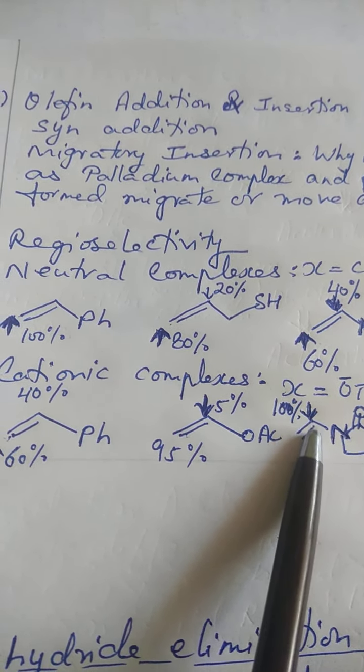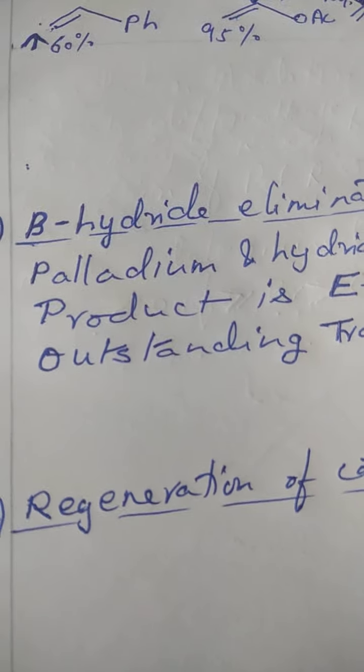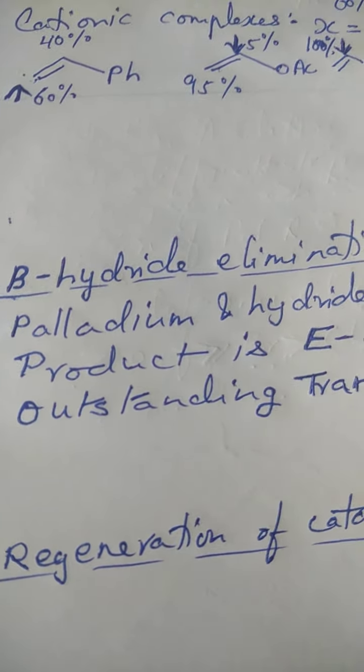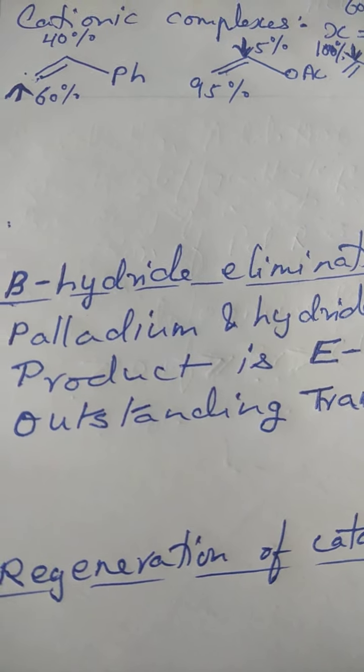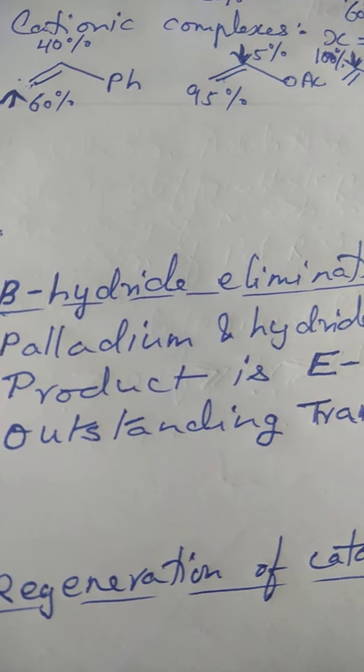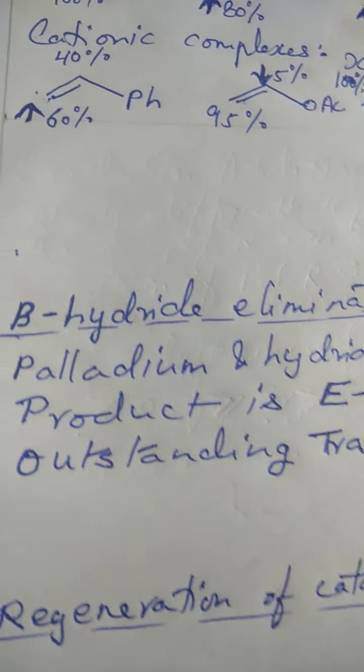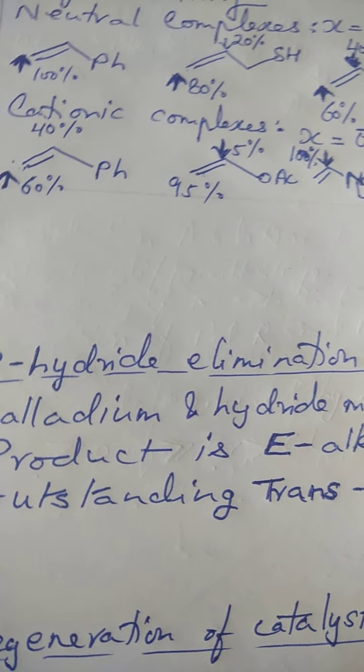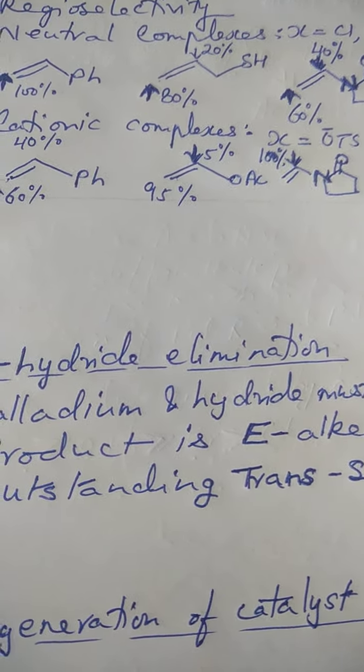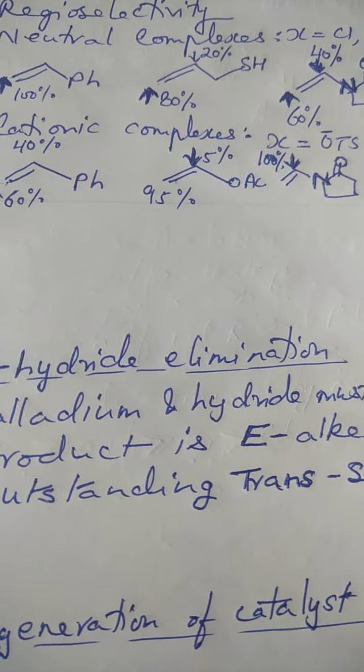Now coming to the beta hydride elimination. The beta hydride elimination occurs after the alkene and palladium have attached to each other in a syn manner. The insertion has occurred in a syn manner. Then palladium and hydride should be present syn, because palladium together with hydride are the ones which are detaching. So the product is a trans alkene, and the reaction has outstanding trans selectivity.